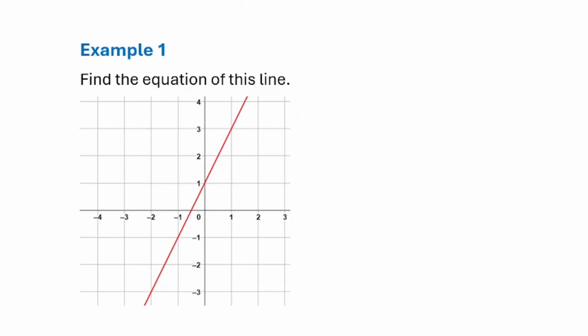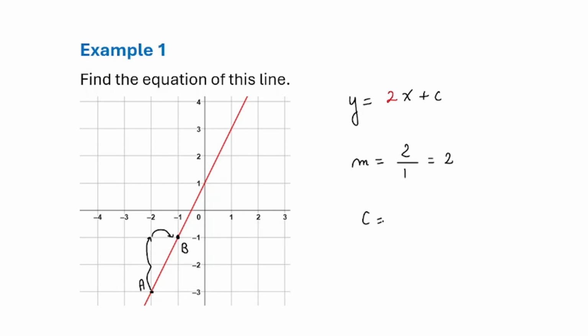Our goal is to write the equation in the form y = mx + c. So first, we find the gradient. To do this, we choose 2 points on the line. Make sure they are easy to read from the grid. Now, we move from the point on the left to the point on the right. Starting from the first point and going to the second point, we go up by 2 units and 1 unit to the right. So the gradient is 2. So we already have part of the equation. We can write y = 2x + c.